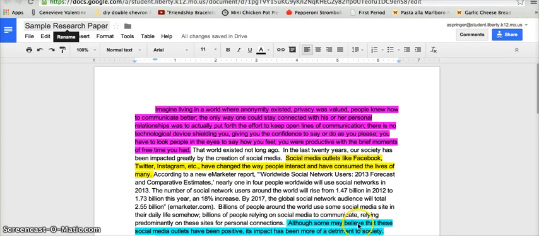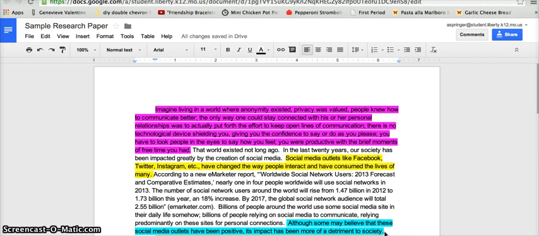And then the last part here in blue is a transition into the first body paragraph. So the last sentence of your introduction should be a transition. So this statement is actually introducing the topic of the next paragraph. So by reading this, I can tell that the topic of the next body paragraph is going to talk about how social media outlets have been a detriment or negative to society.